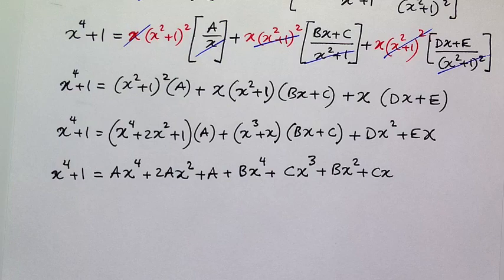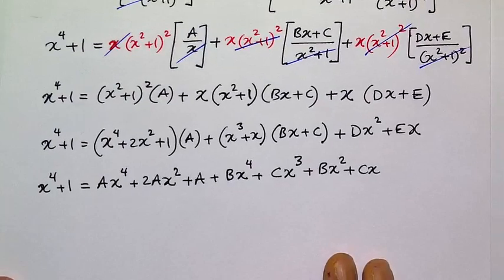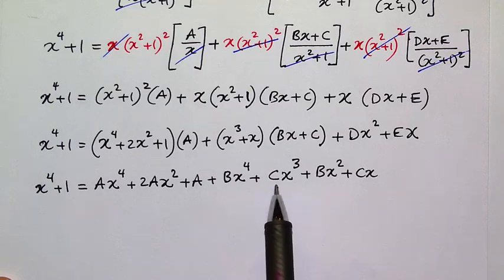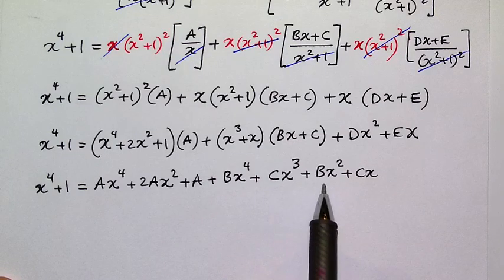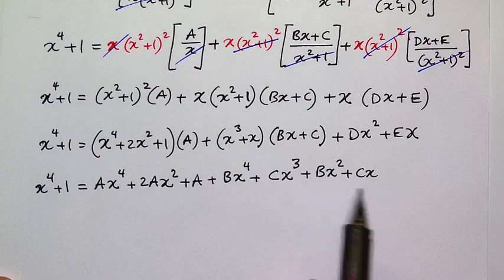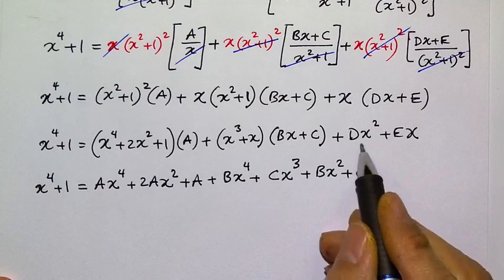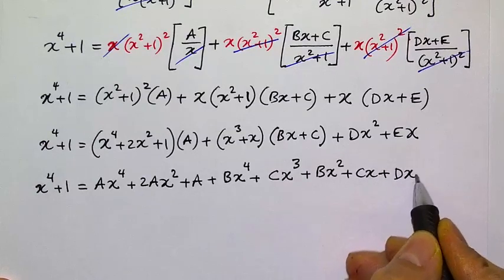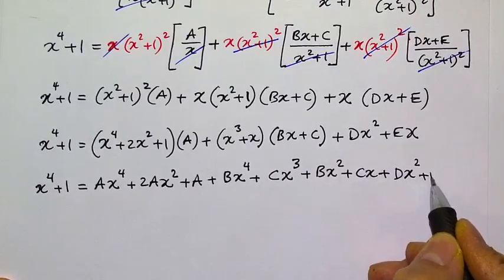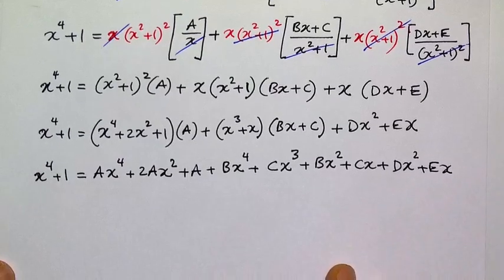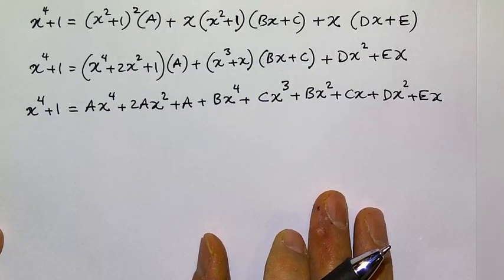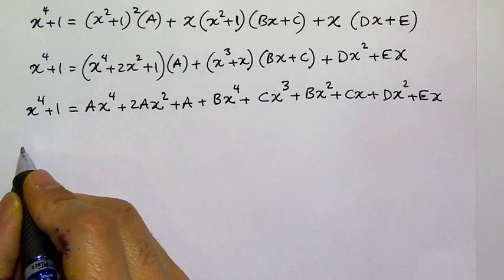All right. So we can continue. And then I'm just going to double check what I did. So plus cx cubed is right here. bx squared is right here. So everything looks good. So of course the last two terms, right? Plus dx squared plus ex. All right. So now, what do we do now? Do you remember what we do next?